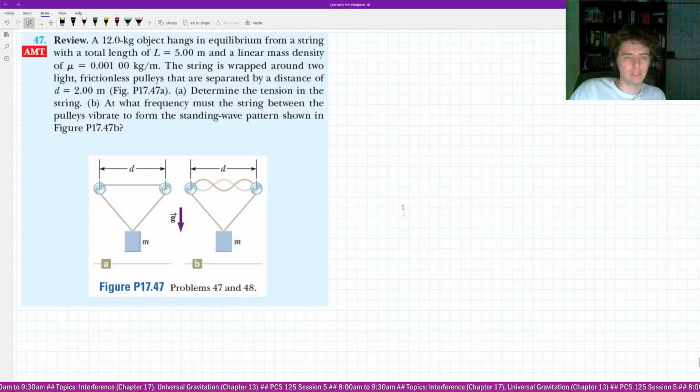A 12 kilogram object hangs in equilibrium from a string with a total length of 5 meters. I guess that means all of this is 5 meters. And a linear mass density of that. The string is wrapped around two light frictionless pulleys that are separated by a distance of d. Determine the tension in the string. Okay, first let's just find the tension in the string.